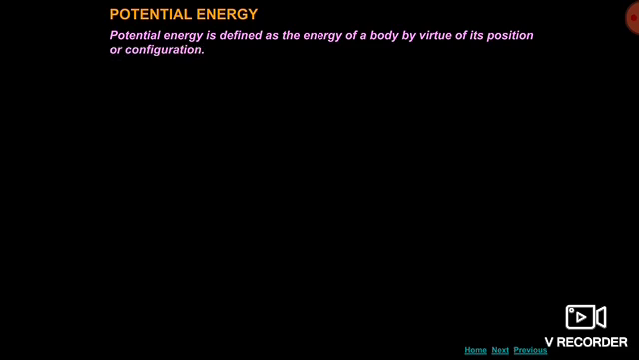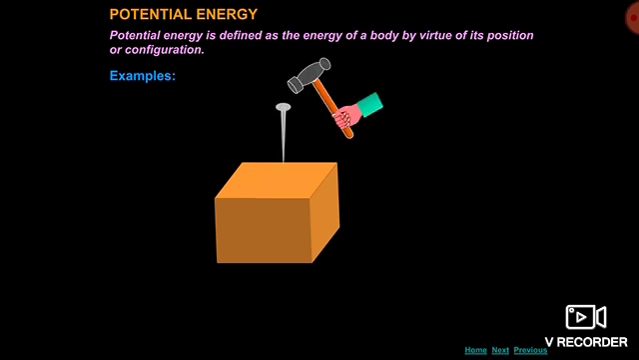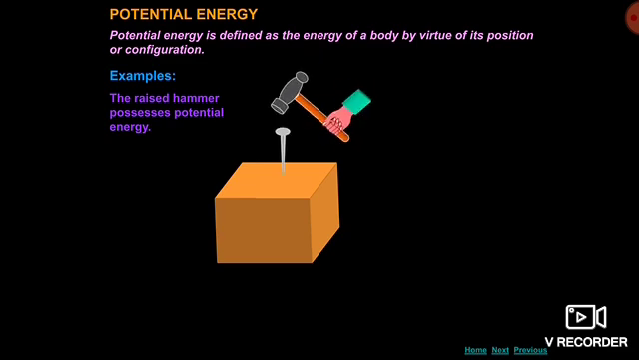Now what is potential energy? It is the energy which is possessed by a body due to its position. Now we can take an example. There is one hammer, there is one box, and there is one nail also. You just pick up the hammer and hit it.